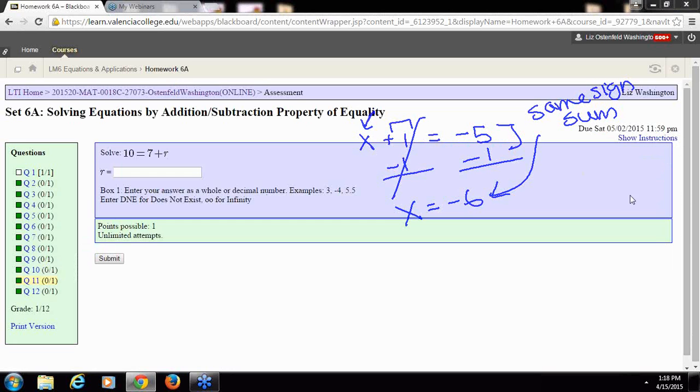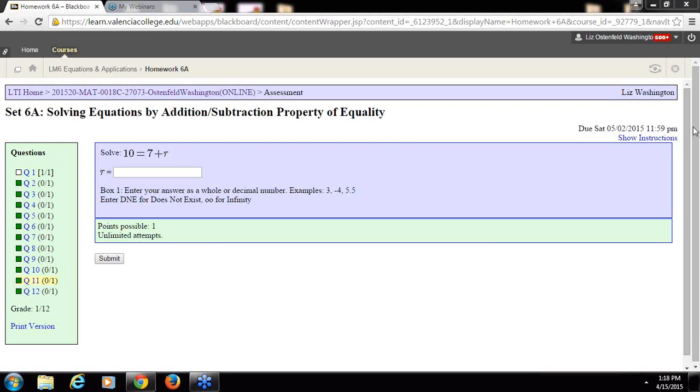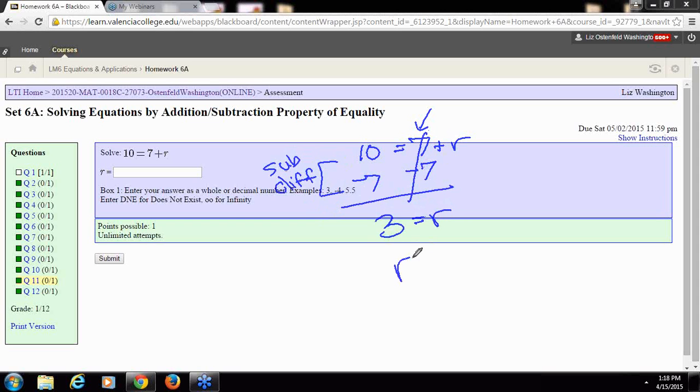We'll do this one too. Same exact rules we've been following. My job is to get the letter, the variable, all alone. To get rid of the +7, I'm going to do -7 on both sides. Here I'm going to subtract because they have different signs. So I'm going to get a 3 equals r, and again that is the same thing as r equals 3.